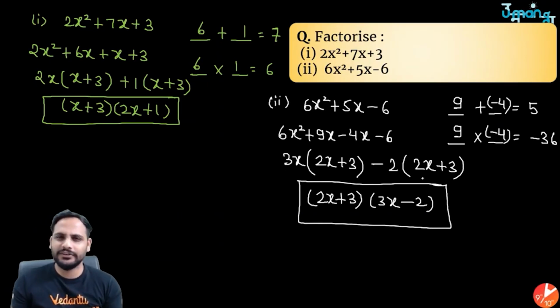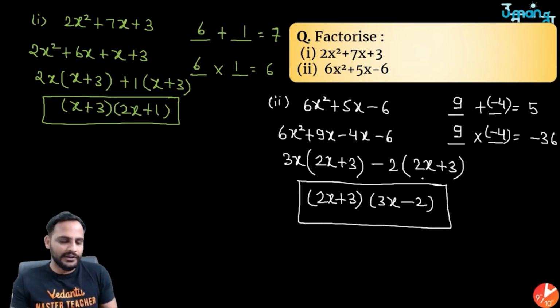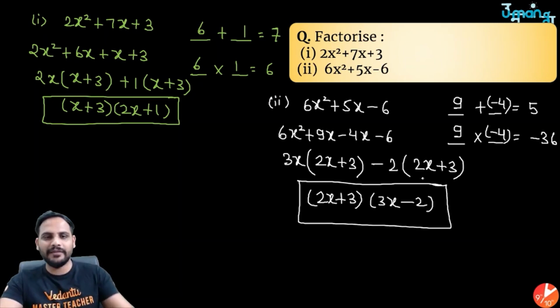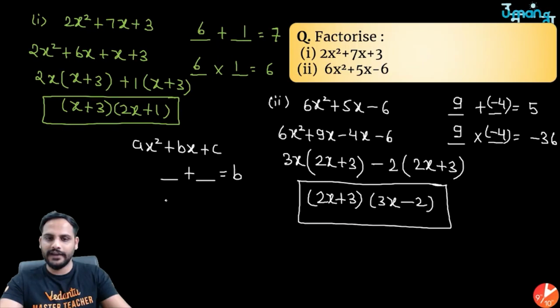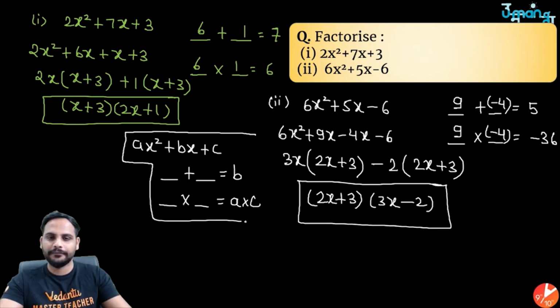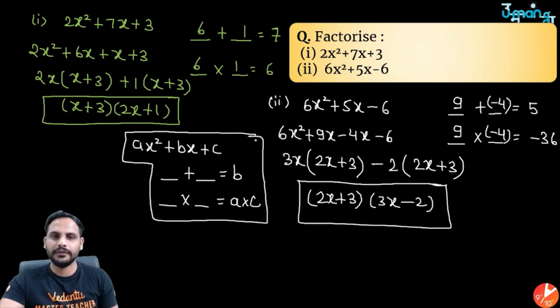Factorization of quadratic equations, all of you have been doing it since grade 8. Right? Splitting the middle term method. So this is how you have to remember. Only remember this part: if I have a quadratic equation ax square plus bx plus c, I want two numbers such that addition is equal to the coefficient of x and multiplication is equal to a into c. This is the part which you need to remember. Okay, this is how this question will be solved.